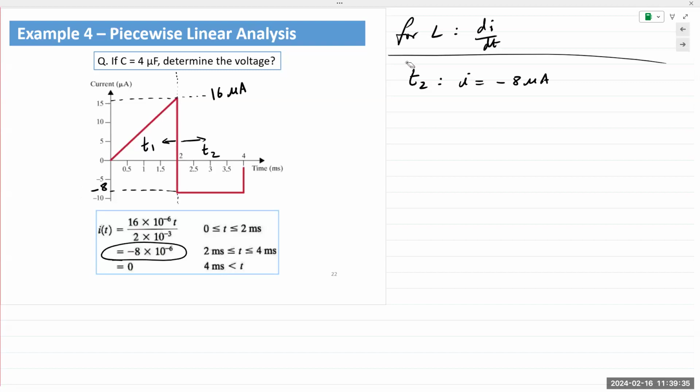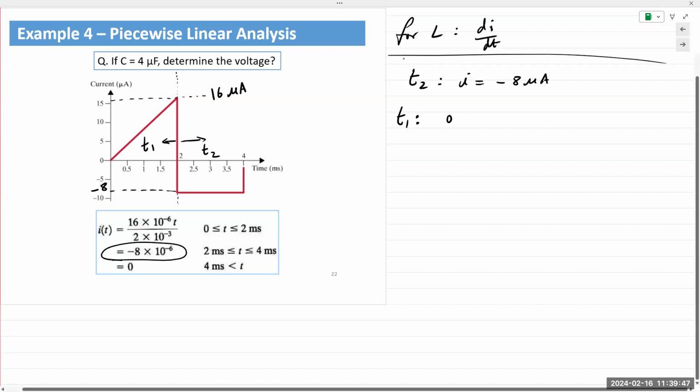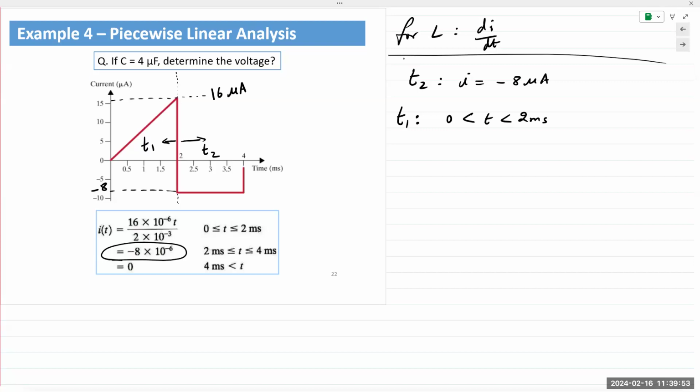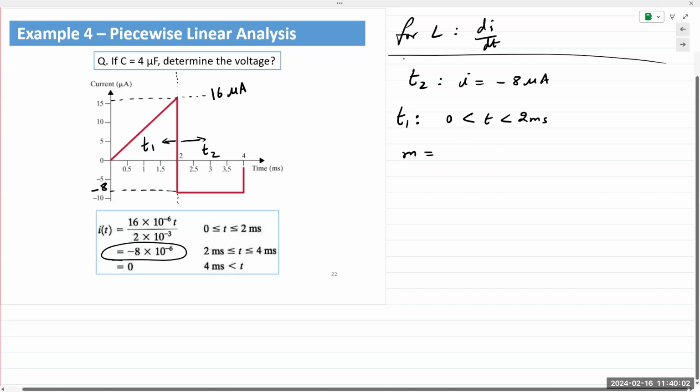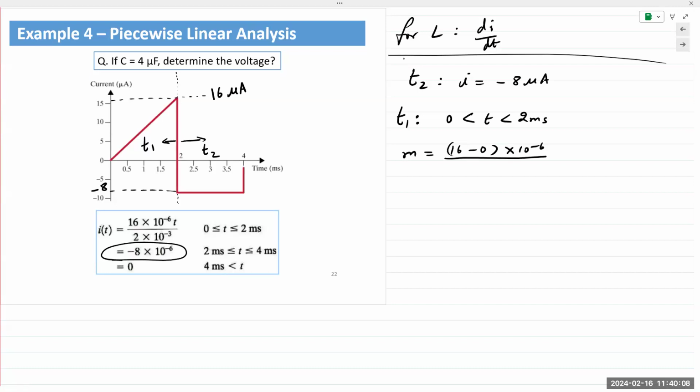So T2 is straightforward. Let's tackle T1 and describe the function for our current. So in T1, we go from 0 to 2 milliseconds. And I can write the slope. Slope would simply be 16 minus 0 times 10 raised to -6, because it is 16 microamps, and this will be 2 minus 0 times milliseconds. The slope is 8.